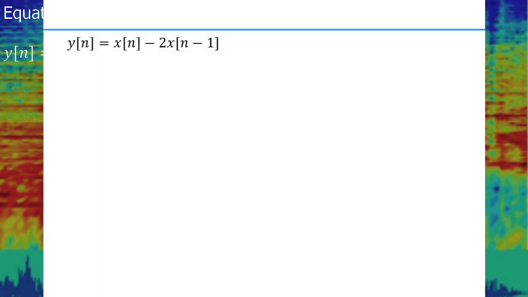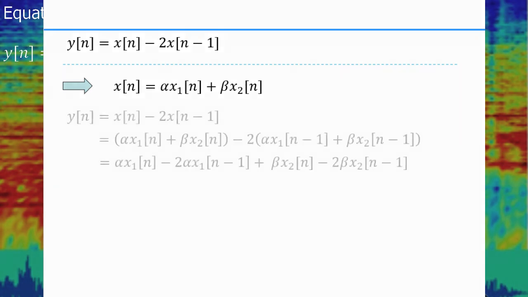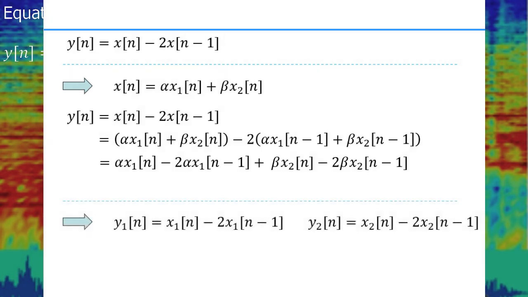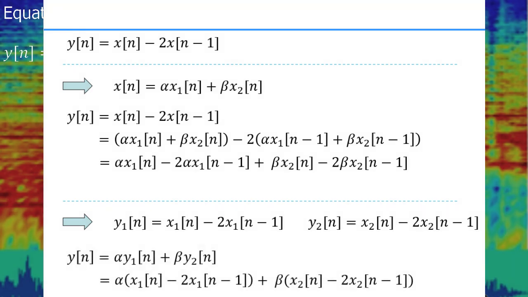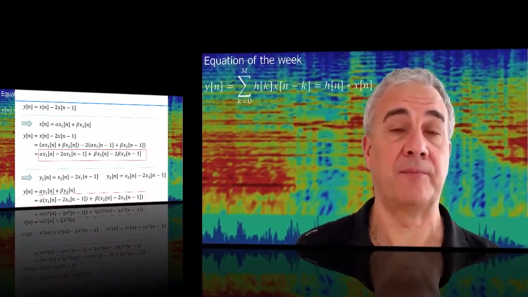Here is how you show that a system is linear using the superposition principle. At the top, we scale two different inputs x1 and x2 with arbitrary constants alpha and beta and add them. We then calculate output y[n] resulting from these superimposed inputs. At the bottom, we first calculate the outputs y1 and y2 and then scale with the same constants alpha and beta and add. If the results of the two sides are identical, then you have proven that the superposition principle holds, and so the system is linear.